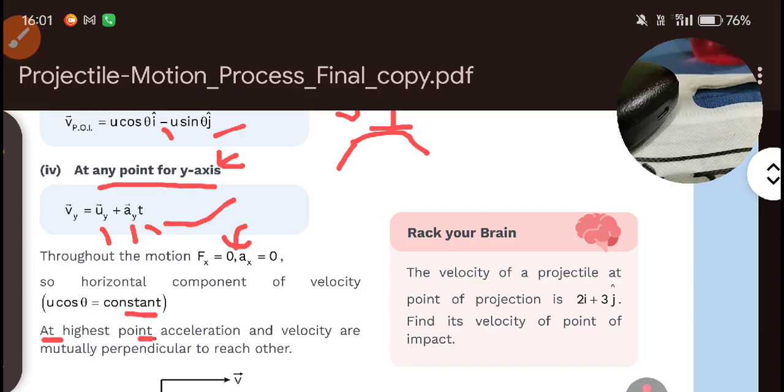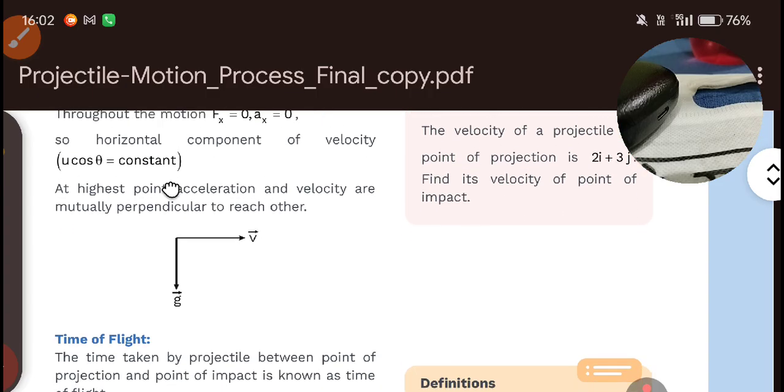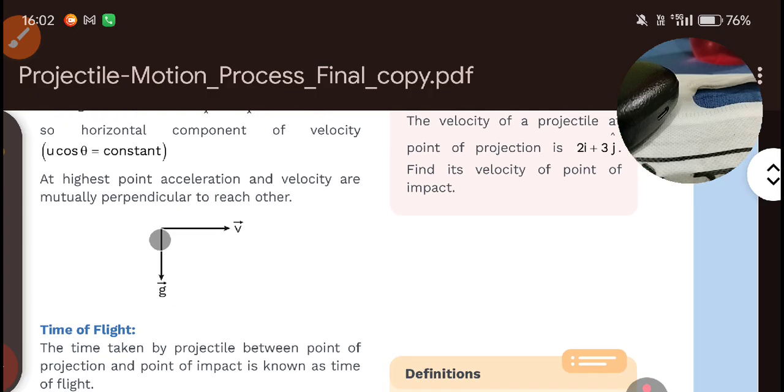At the highest point, acceleration and velocity are mutually perpendicular to each other. This will be perpendicular to velocity.